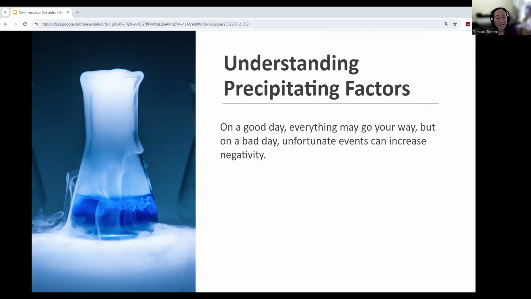Understanding precipitating factors. Life can be a snowball where events can either build up positively or negatively. For instance, encountering construction, waking up late, running out of coffee, and facing long cafeteria lines can make for a rough morning. Successful communicators recognize these precipitating factors and adjust their approach accordingly, helping to depersonalize negative comments and assist others in resolving their issues.